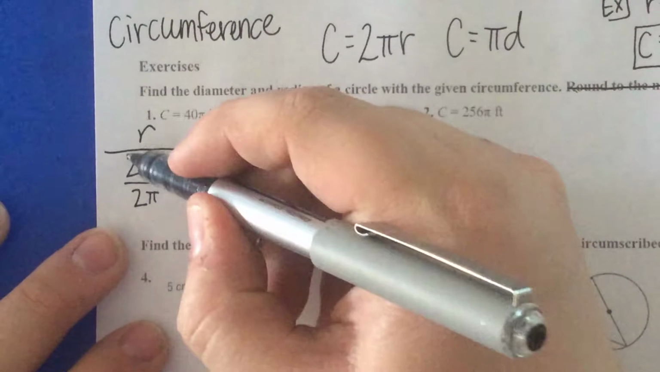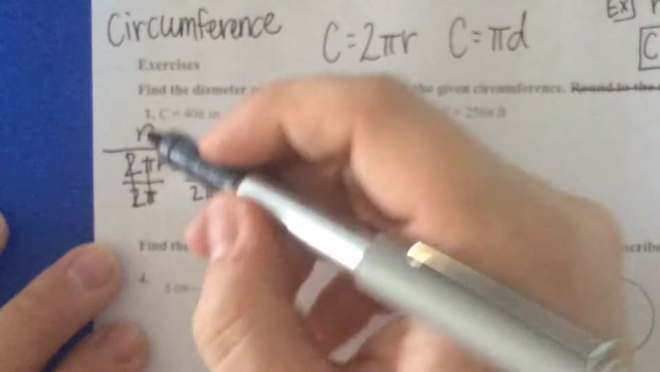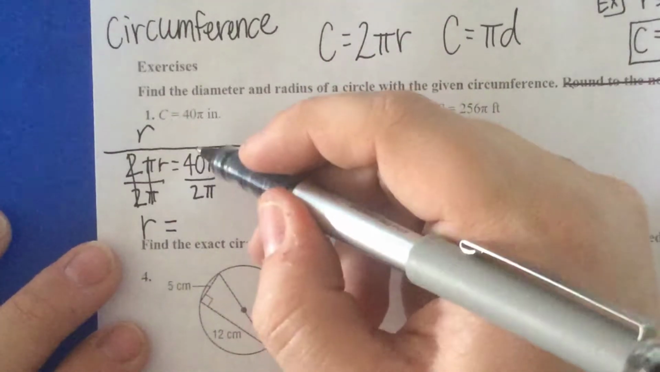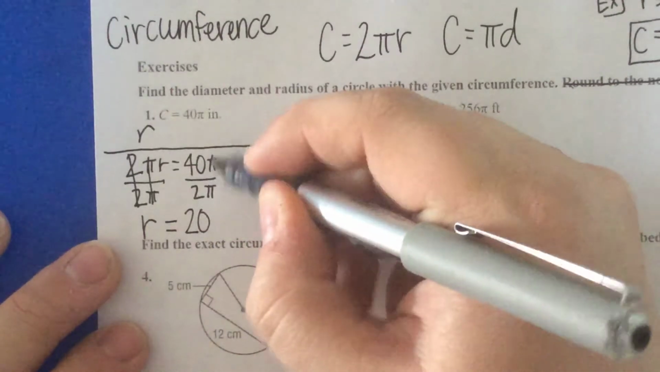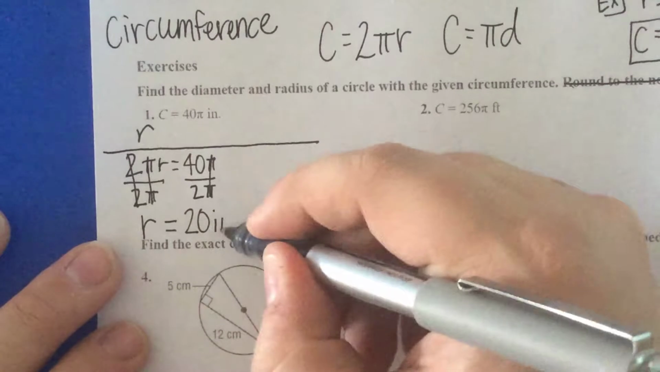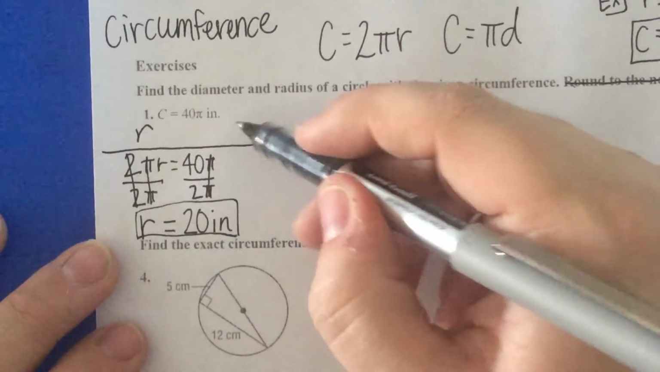2 divided by 2 is 1, pi divided by pi is 1, and 1 times 1 is 1, so we are left with r equals. Over here we have 40 divided by 2, which is 20, and pi divided by pi is 1, and 20 times 1 is 20. So our radius is 20 inches.